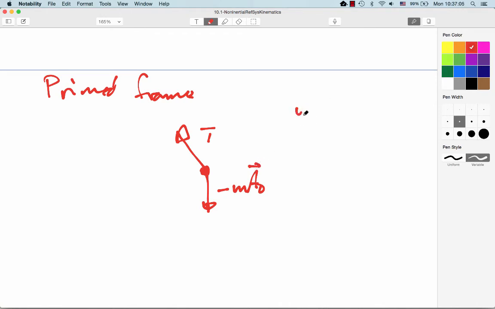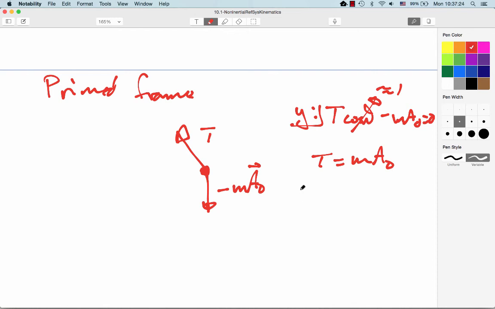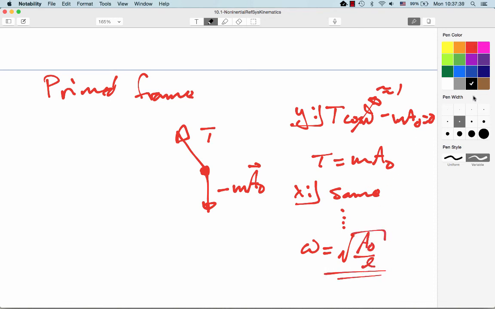So they would write the y equation of motion: T cosine theta minus ma naught equals 0. They would again say, well, since the angles are small, the cosine is approximately 1. They would conclude that T equals ma naught. The x equation is the same, so they would eventually come to exactly the same conclusion, that omega is equal to root a naught over L, whichever way you want to slice it.